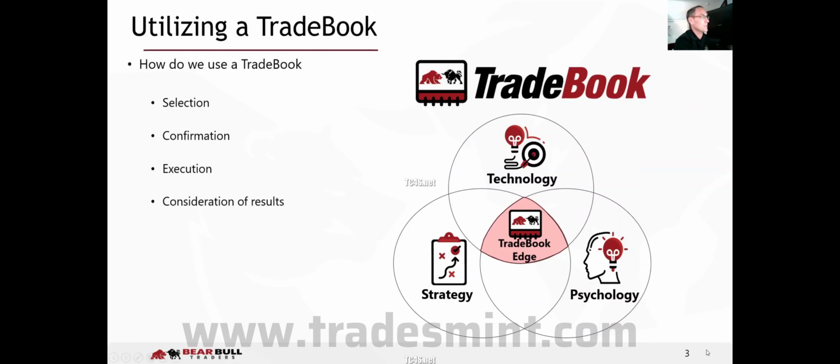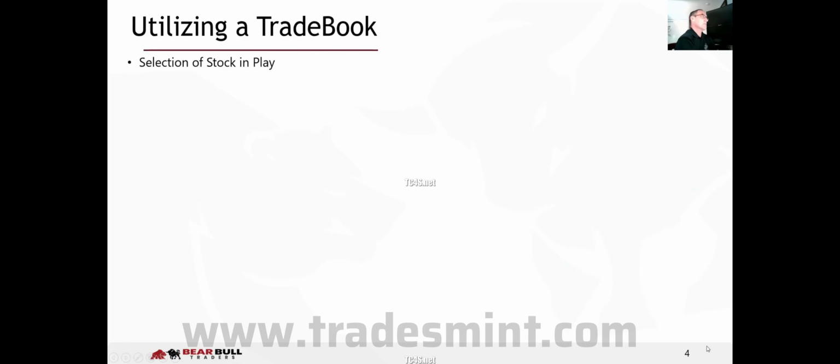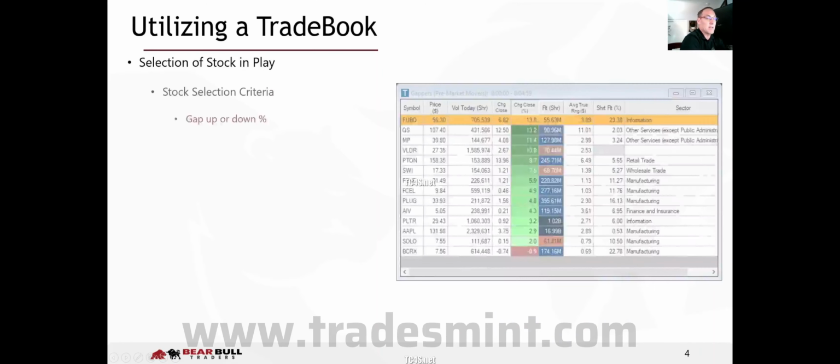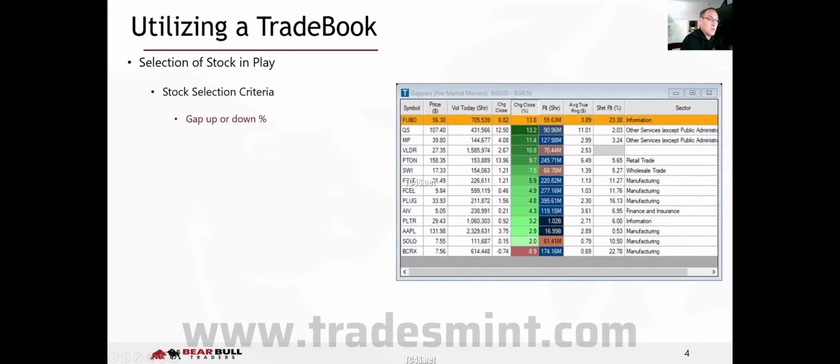So let's go through each of these steps. First is the selection of stocks. Here we start with our gappers watch list. Every morning you see Carlos and Norm start selecting stocks, going through and identifying what stocks are good and what stocks aren't. So we're looking for stocks that gap up or down, at least 2% for the most part is what this gapper's list is, but for you, it may be different.